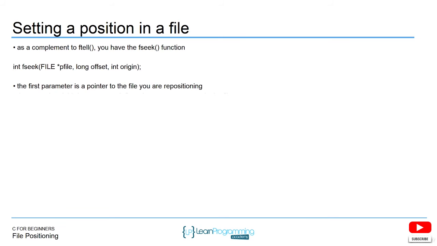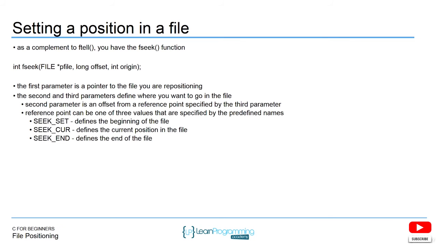The first parameter is a pointer to the file you are repositioning. The second and third parameters define where you want to go in the file. The second parameter is an offset, where a reference point is specified by the third parameter. The reference point can be one of three values specified by the predefined names: SEEK_SET, SEEK_CUR, and SEEK_END. SEEK_SET defines the beginning of the file, SEEK_CUR defines the current position in the file, and SEEK_END defines the end of the file.